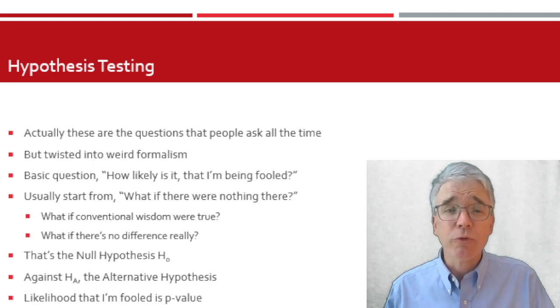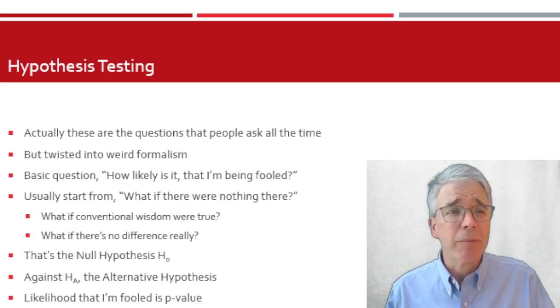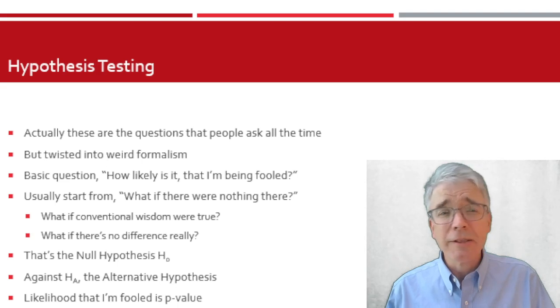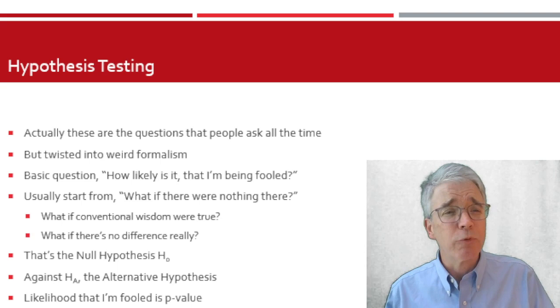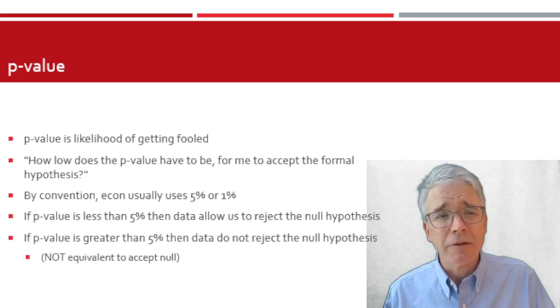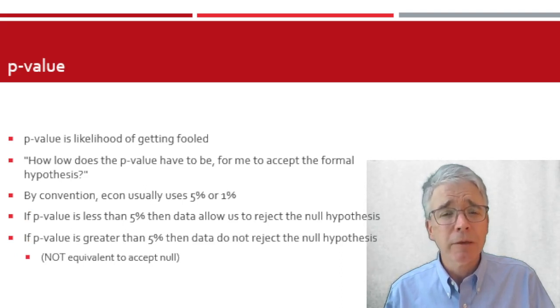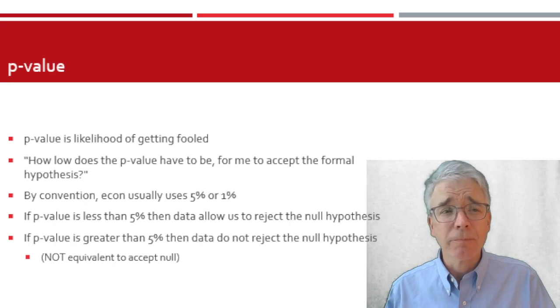If the conventional wisdom were true, if nothing had been done to these dice, that's what we call the null hypothesis, H0. We contrast that with the alternative hypothesis, HA. The likelihood that I'm going to be fooled, that's the p-value. Later we'll talk about problems with people putting too much faith in p-values. But the idea is valid, even if sometimes overdone. Before we look at the evidence, we start with the question, how low does a p-value have to be for me to reject the null hypothesis? How much evidence do I need to make a decision?